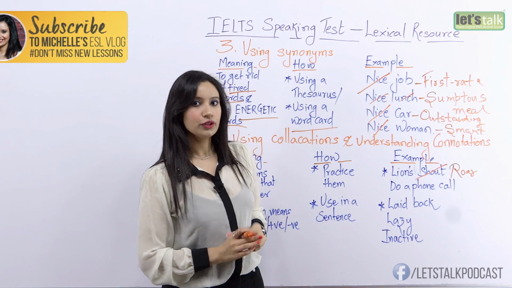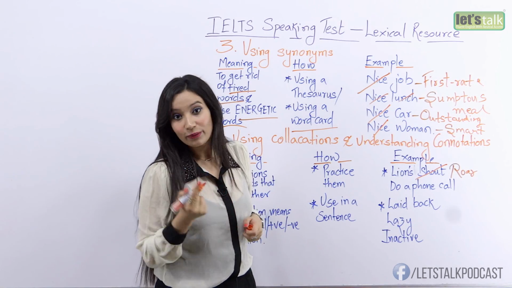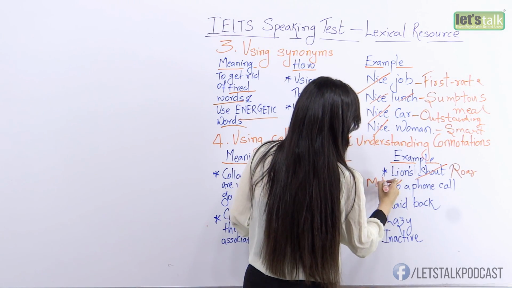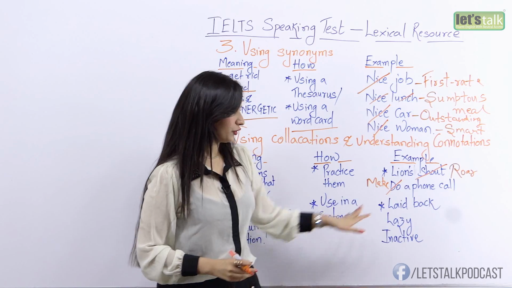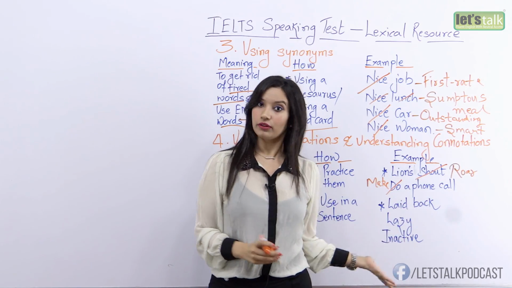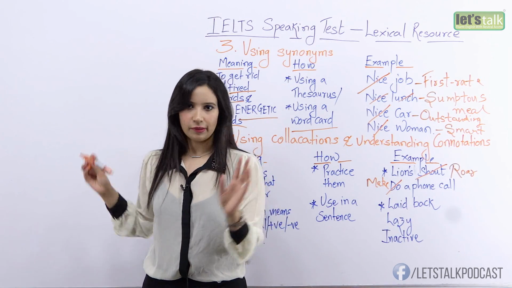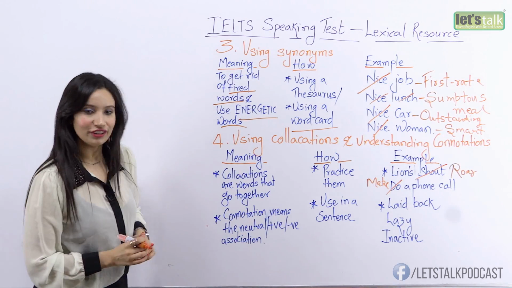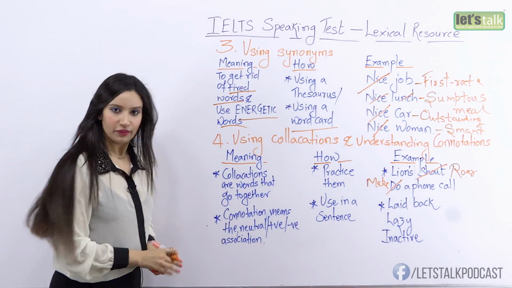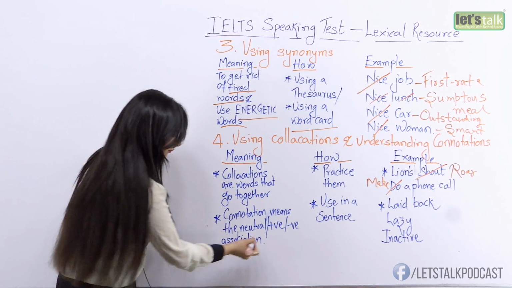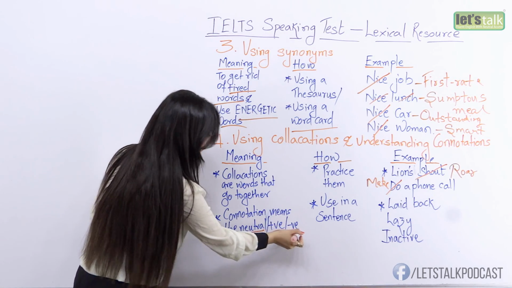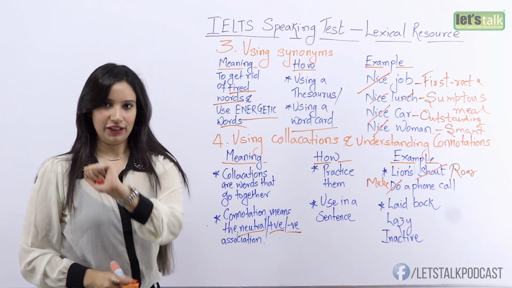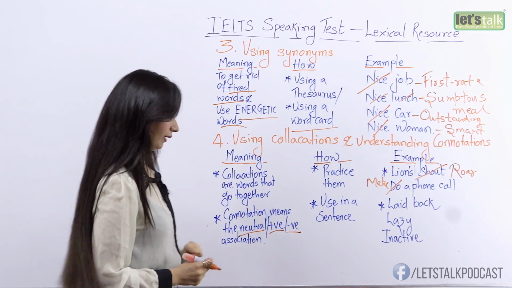Do a phone call. Do you ever do a phone call? I don't. I always make a phone call. So here's an example of 2 words that go together, and here's an example of 3 words that go together. There are many such videos we've done. Please refer to them. Let's look at what connotations are. Connotations mean the neutral, positive, or negative association that words have. Don't worry, I'll explain it to you in a much easier way.